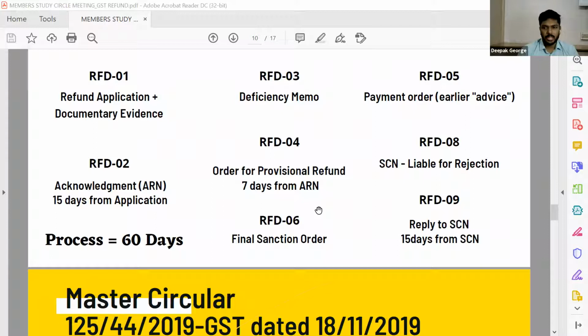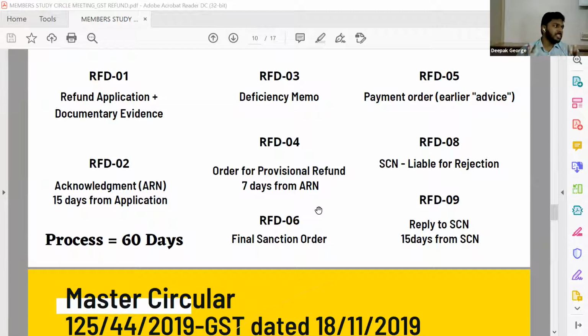Then you have an RFP 08, which is again quite rare, because once you file an RFP 01, you get a deficiency memo in RFP 03. You file a fresh application in RFP 01, again you get an RFP 03. Again, you make a fresh application. Again, you get an RFP 03. Again, you make a fresh application.